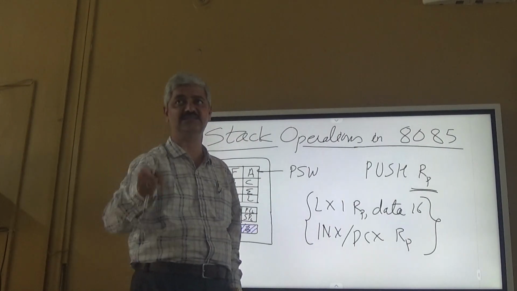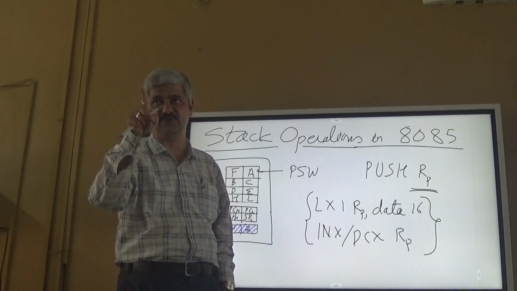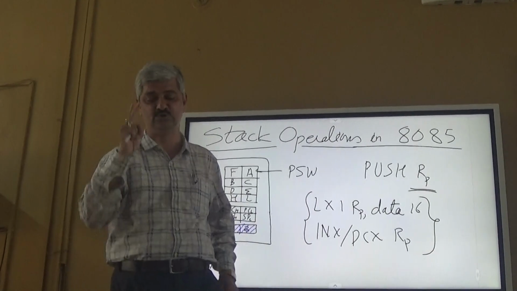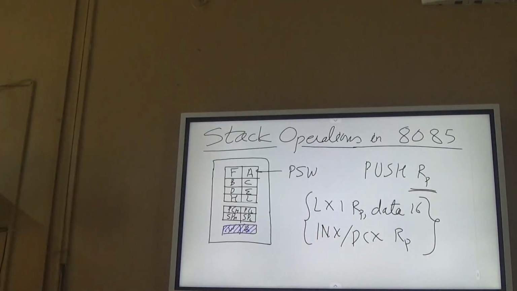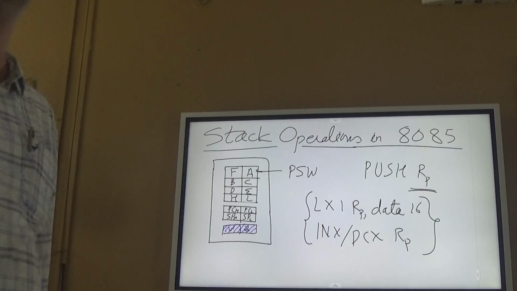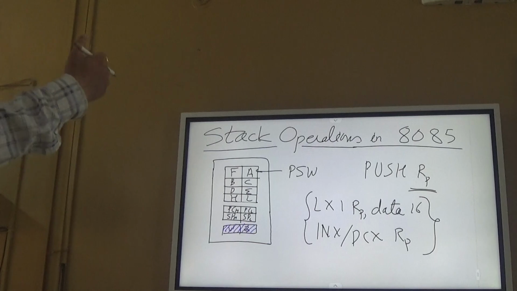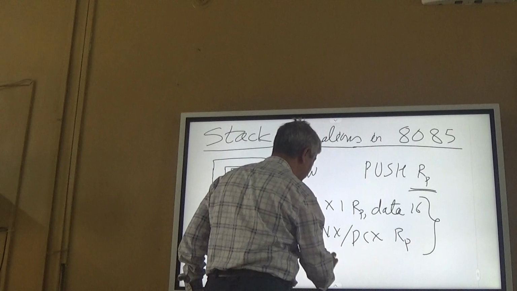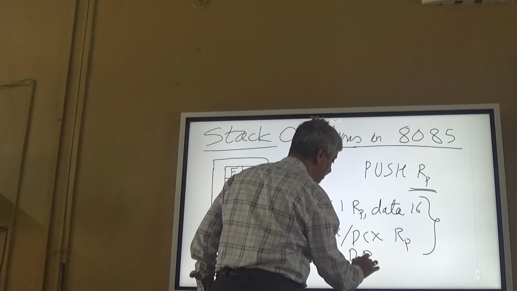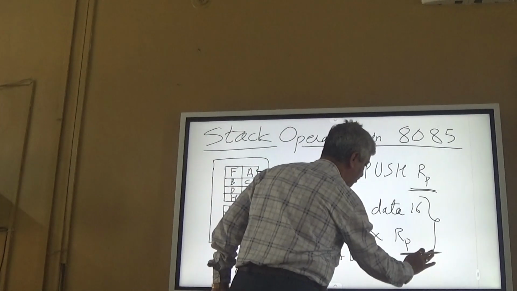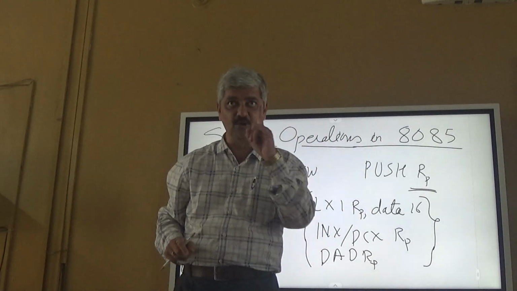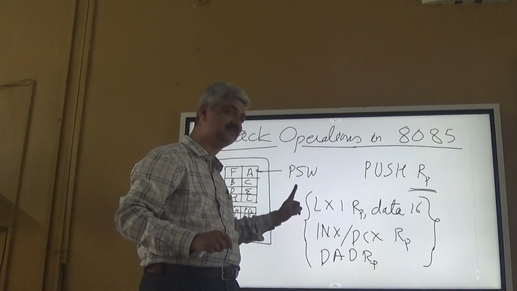There are 2 more instructions which also have a register pair. What are those? LHLD? No, in LHLD you give the address directly. Then there is one more called DAD. So for DAD RP, again the same. In the normal case, RP means BC, DE, HL, SP, for the instructions LXI, INX, DCX and DAD.